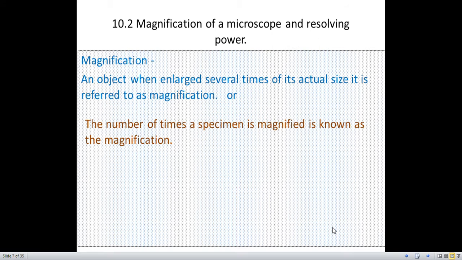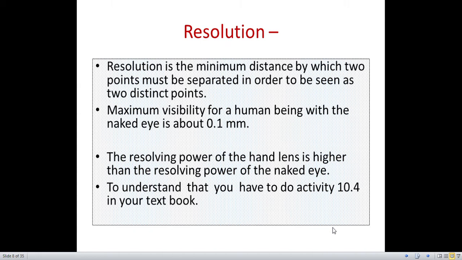10.2 Magnification of a microscope and resolving power. What is magnification? When an object is enlarged several times its actual size, it is referred to as magnification. Or we can take it like this: the number of times a specimen is magnified is known as the magnification. What is resolution?